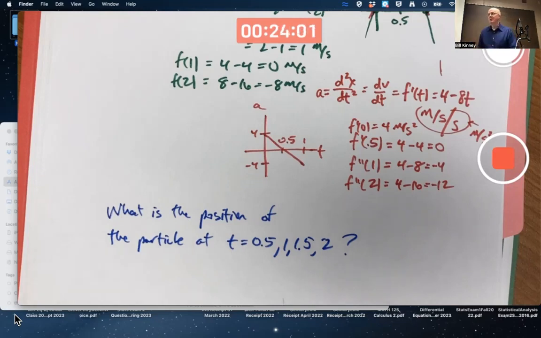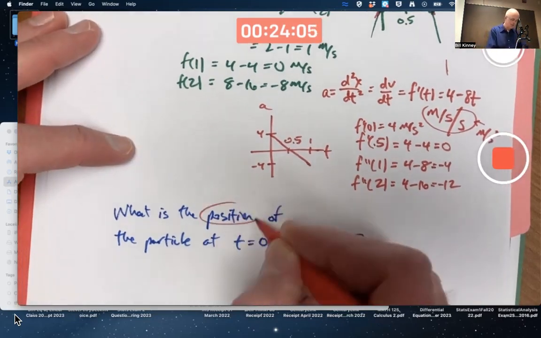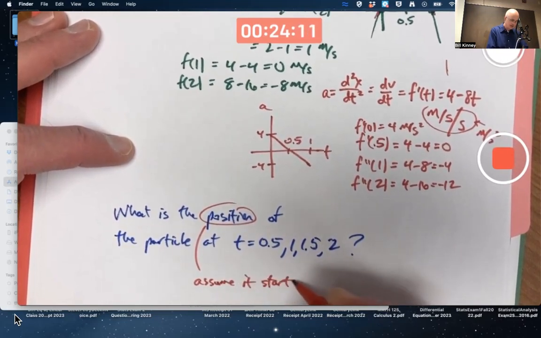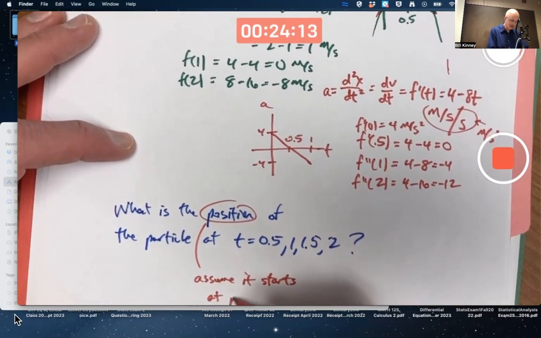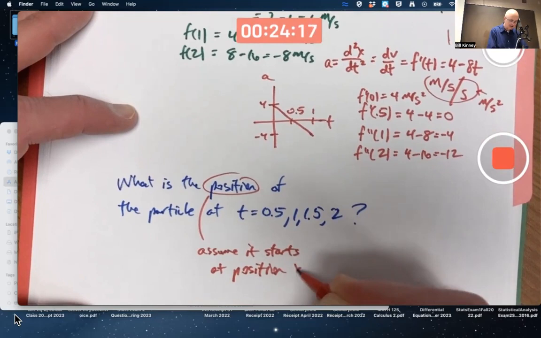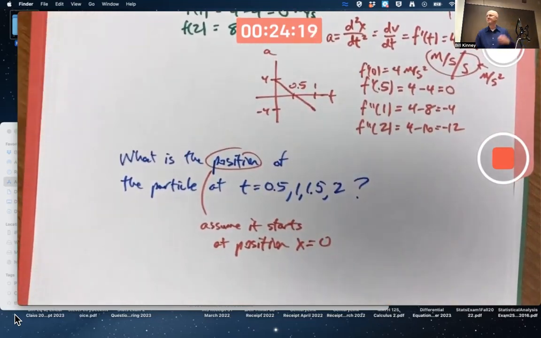To keep things simple, let's assume it starts at position 0, at position x equals 0, just to keep things simple. We could assume other positions, just to make things more complicated.